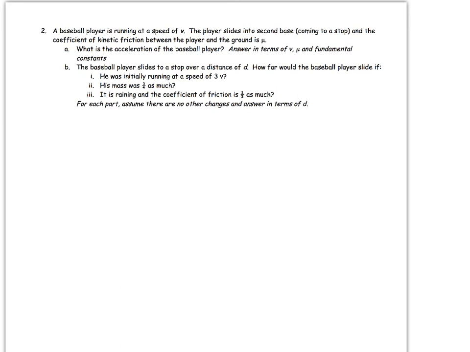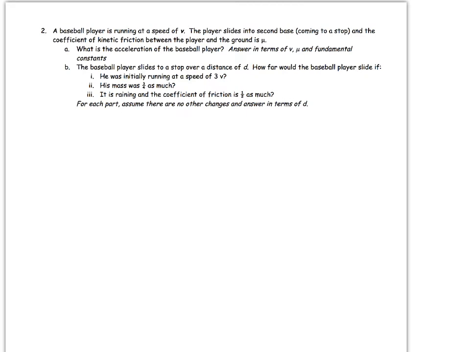Moving on to the next question, we have a baseball player running at a speed of v. The player slides into second base, coming to a stop, and the coefficient of kinetic friction between the baseball player and the ground is mu. And so we first want to find the acceleration of the baseball player.